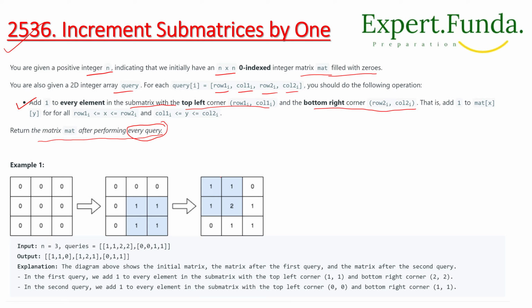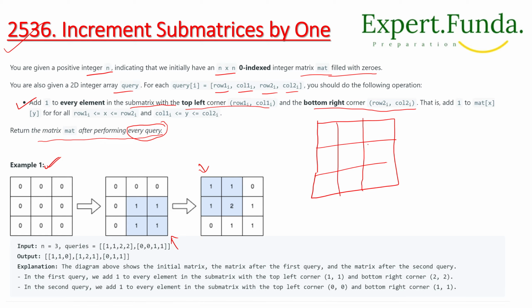As in this example you can see, if I talk about the top corner and this is our bottom corner, we have given row 1 column 1, row 2 column 2. So how do we find our submatrix? This is our matrix, given. If R1 is given and column 1 is given, R2 is given and column 2 is given, how will we do that? Like we have given in the example, 1 1 2 2.